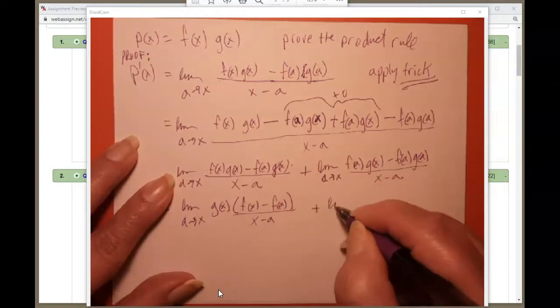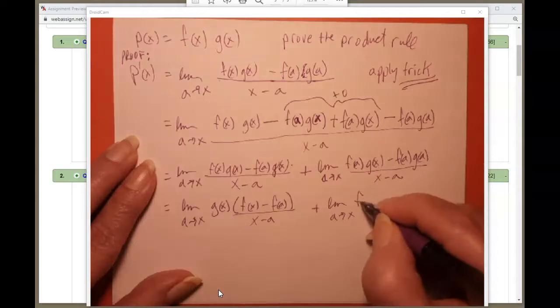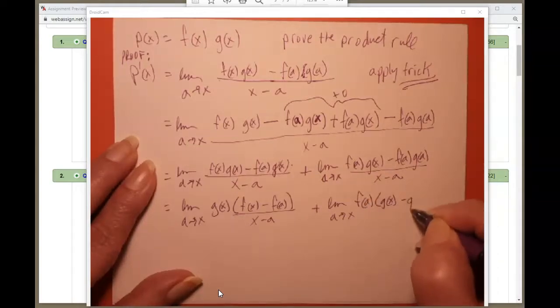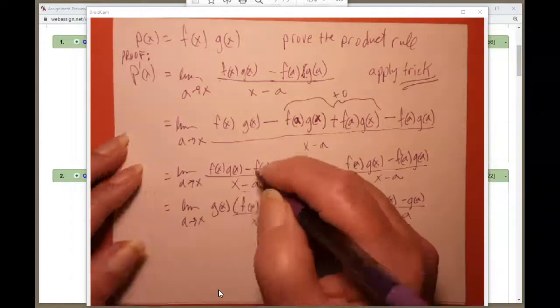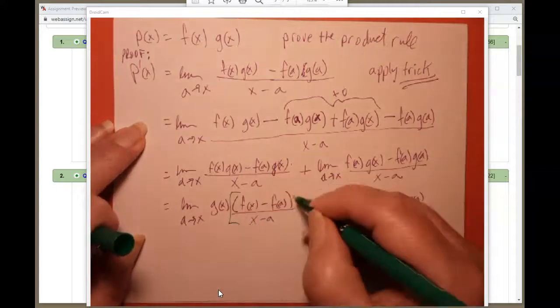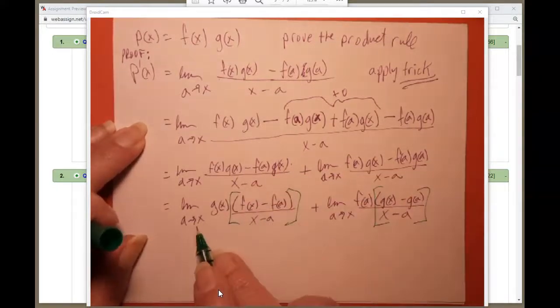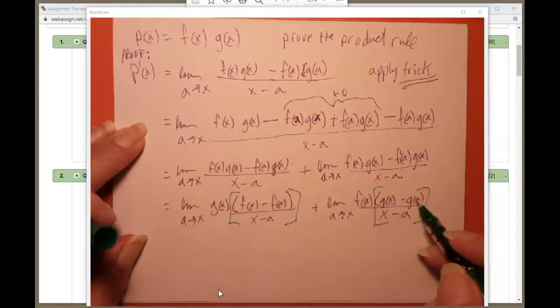Do the same trick over here, which is just factoring. There's an f of a shared here. This will be g of x minus g of a, all over x minus a. So what I see is for this, I actually have the definition of the derivative showing right here. So this part, the limit as a goes to x, this is actually f prime. And this part, as a goes to x, this is actually g prime.